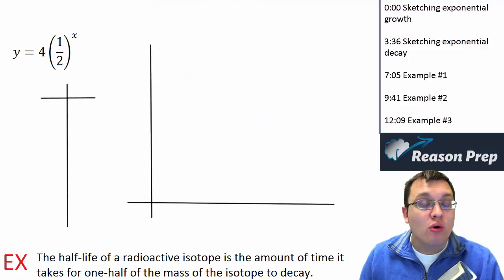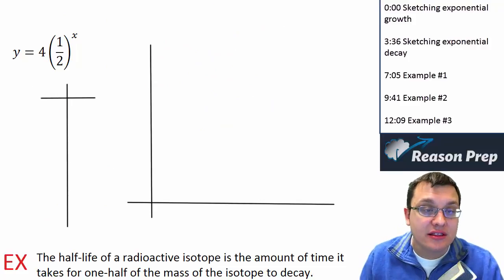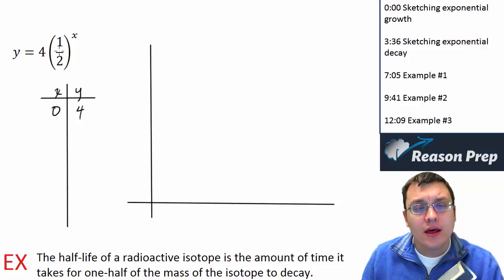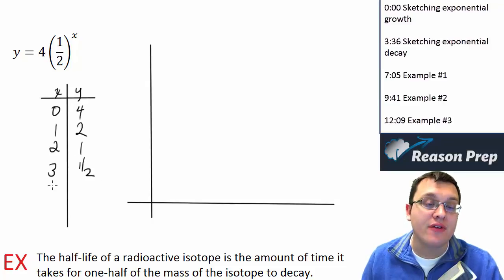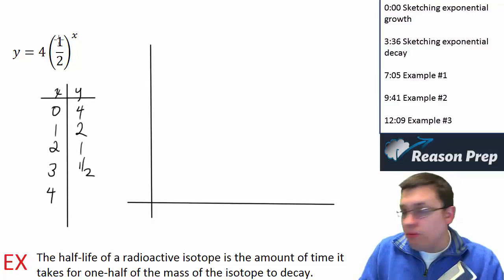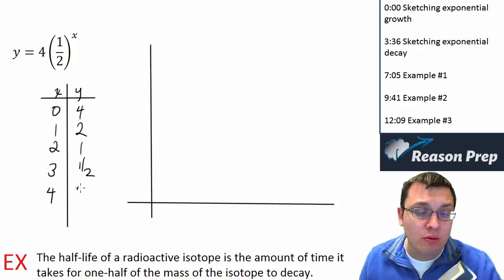Let's take a look at another form. This time we have 4 times 1/2 to the x. And again, just to get the form of this, we're going to make an xy table. So if x is 0, 1/2 to the 0 is 1, and 4 times 1 is 4. If x is 1, 1/2 to the 1 is 1/2 times 4 is 2. If x is 2, we're going to get 1/4 times 4, which is 1. If x is 3, we get 1/8 times 4, which is a half. If x is 4, we get 1/16 times 4, which is a quarter.